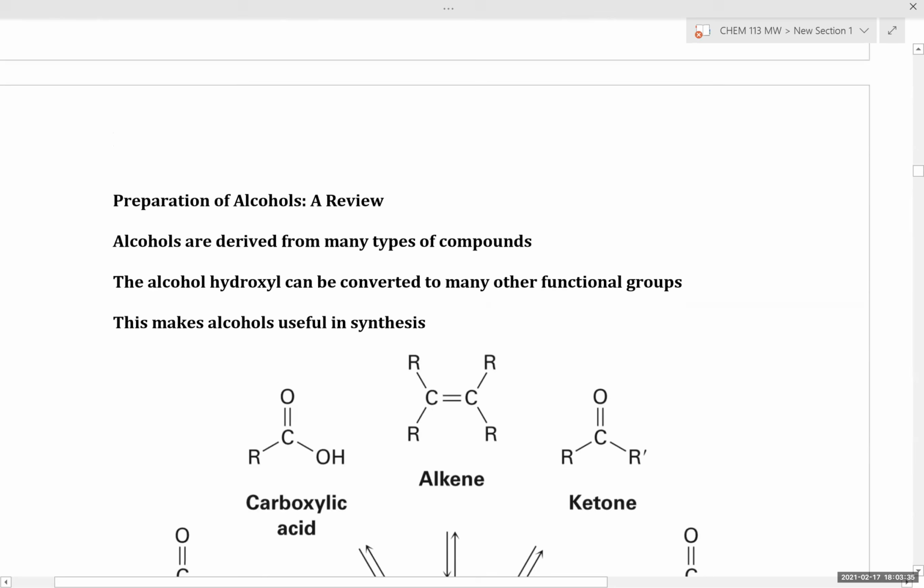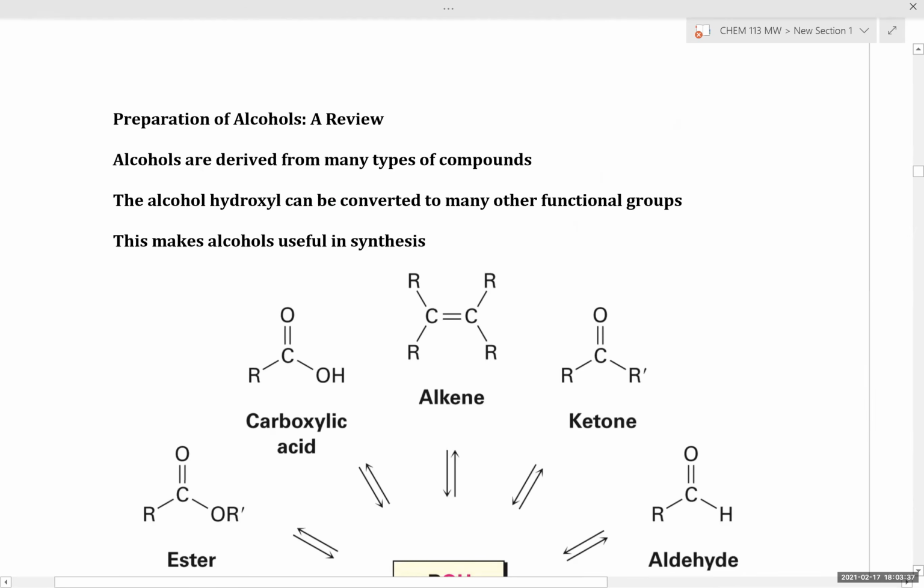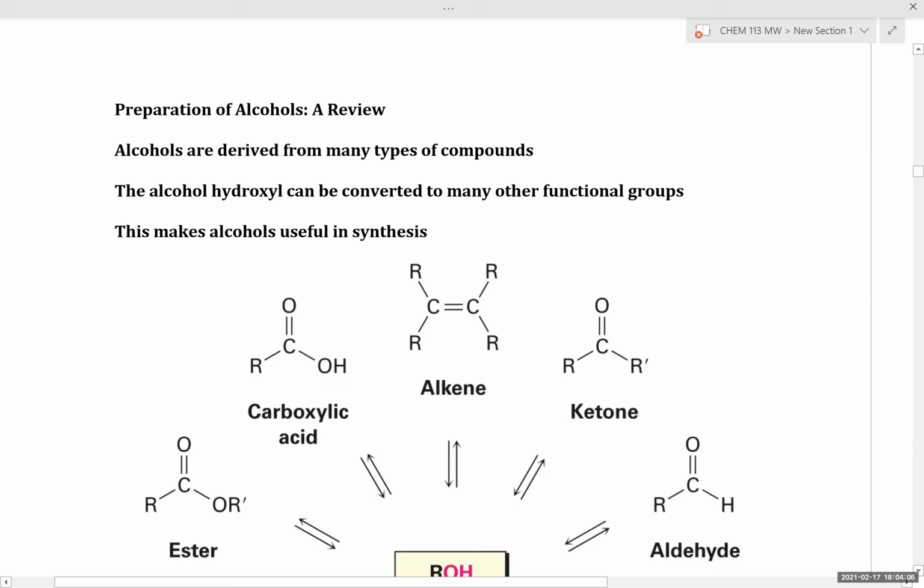Okay, so we're now going to review, and I do say review in that many of these reactions we've seen before in Organic Chemistry 1. We're going to review methods to prepare and derivatize alcohols into different functional groups. So we're going to talk about common methods to prepare alcohols and different tools that we have at our disposal to make alcohols with defined regiochemistry and stereochemistry.